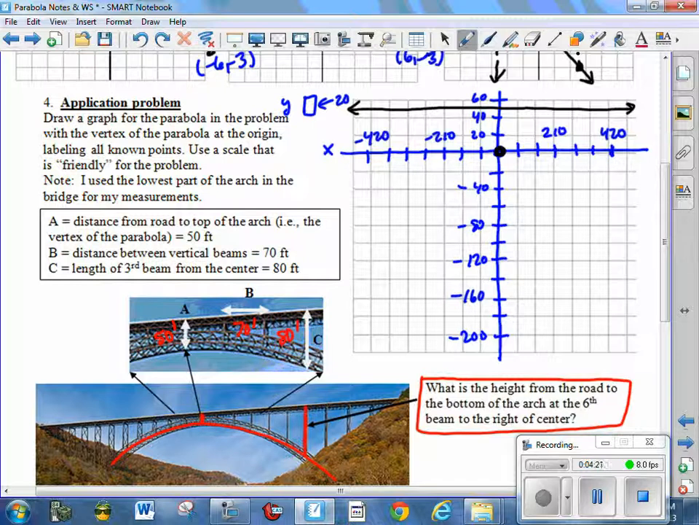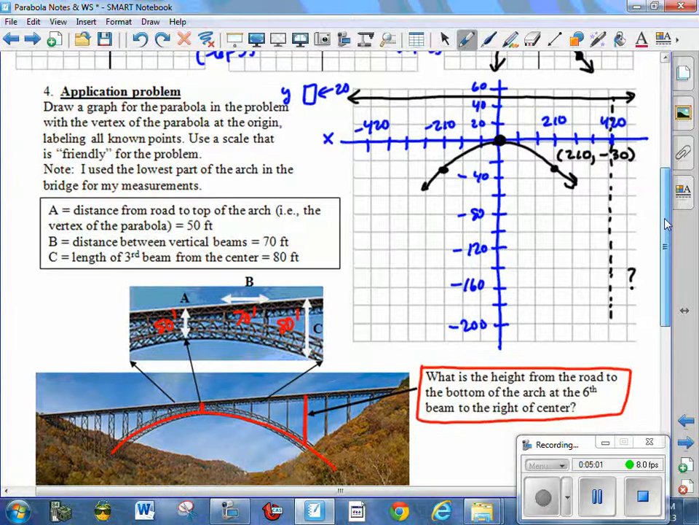Now let me put my point 210, negative 30. And I think I'm going to label that because that's going to be an important point that we're going to need to know: 210, negative 30. And then I would also have negative 210, negative 30 over here. And so I could draw my arch kind of going off like so. Now what I want to find out is when we have a beam here at the sixth beam out, how long is that going to be? In other words, where is the parabola going to intersect that line, and how long is that beam going to be? So the first thing we need to do is write an equation for our parabola.